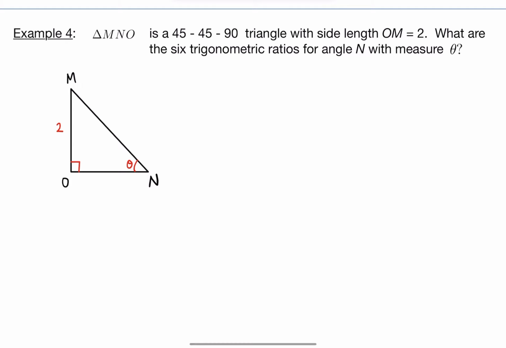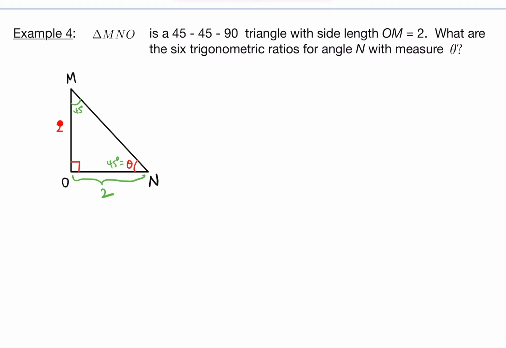If you recall from geometry, when you have a 45, 45, 90 triangle, meaning that this is 45 degrees here, and this is also 45 degrees, and we're given that MO, the side length, is 2, we also know that this side length is also 2. ON is going to be 2.